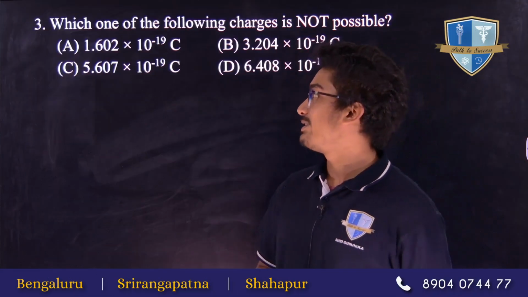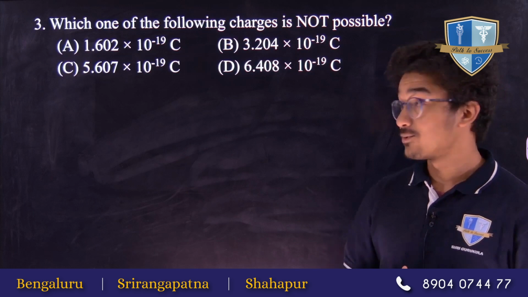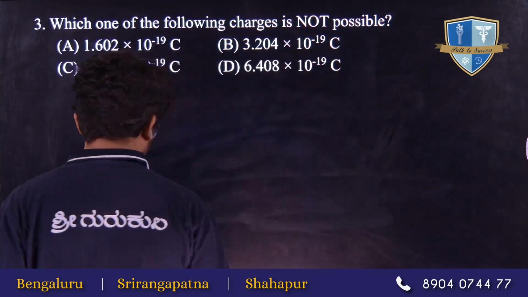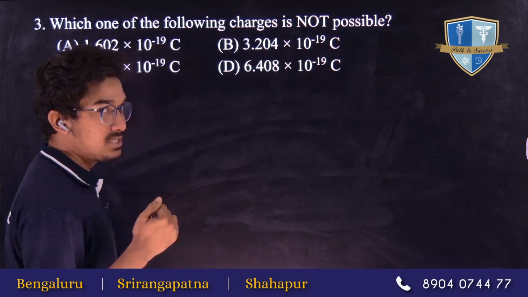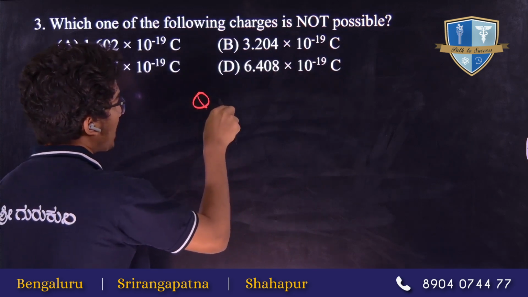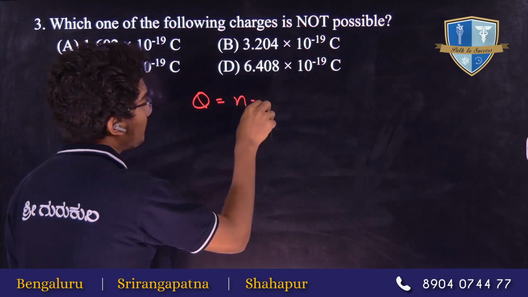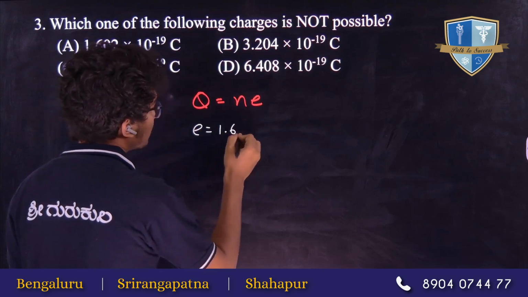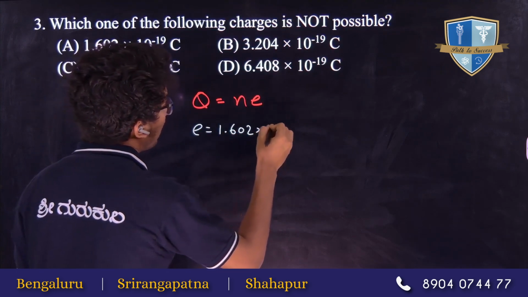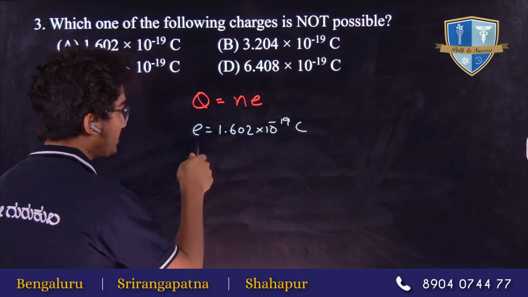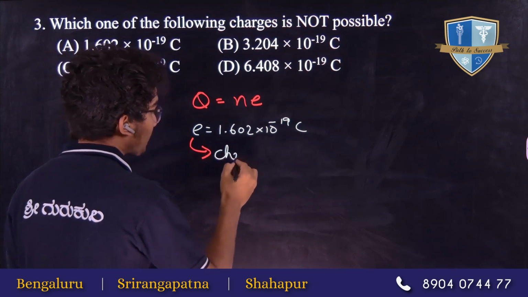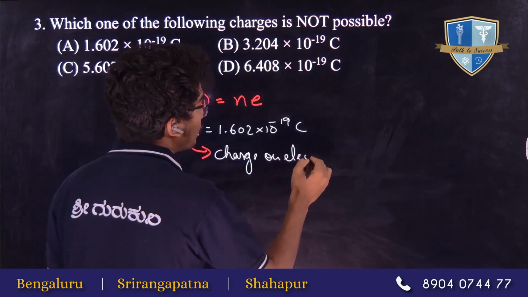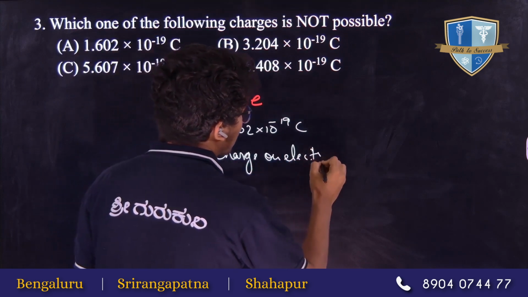So next question is, which one of the following charge is not possible? And these are our options. So one property of charge that we know, that charge is quantized. Quantized means charge can only exist in integral multiple of e, where e is 1.602 × 10^-19 coulomb. And this is the charge on an electron, or magnitude of charge on electron.